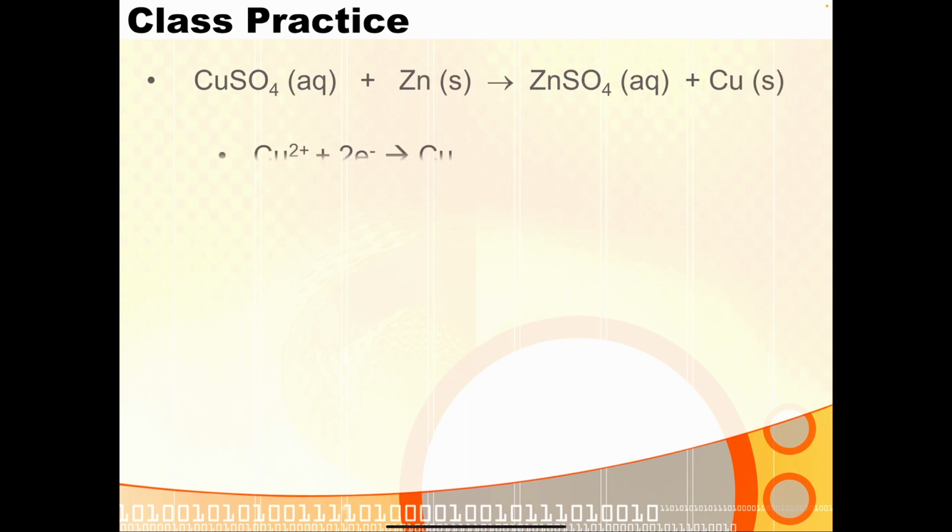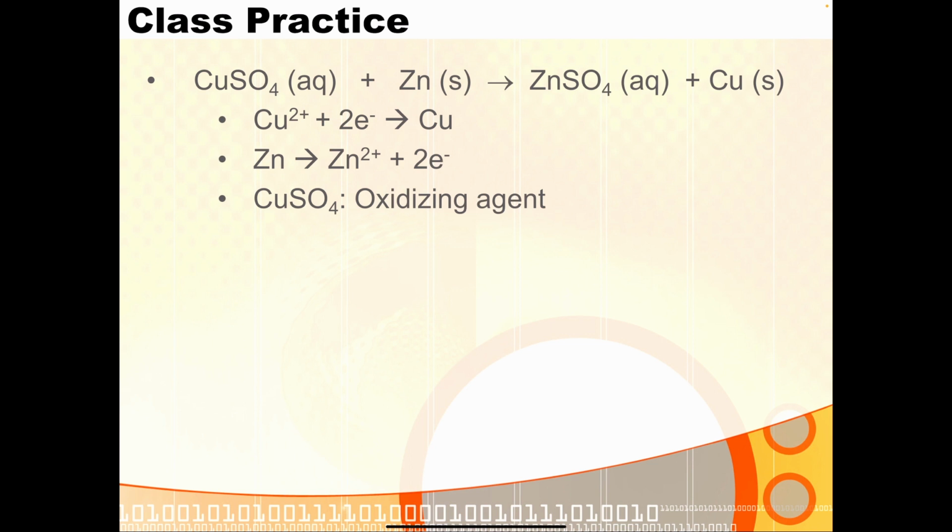So remember that. Now next, the last one: copper sulfate plus zinc will give you zinc sulfate plus copper. Now copper, Cu2 plus, will gain 2 electrons and become copper. Zinc is losing 2 electrons. So copper sulfate is the oxidizing agent over here. Why is copper sulfate the oxidizing agent? Overall we see that copper is gaining electrons and becoming copper, so it's the oxidizing agent. Whereas zinc, you'll see, is losing electrons, so it is the reducing agent.